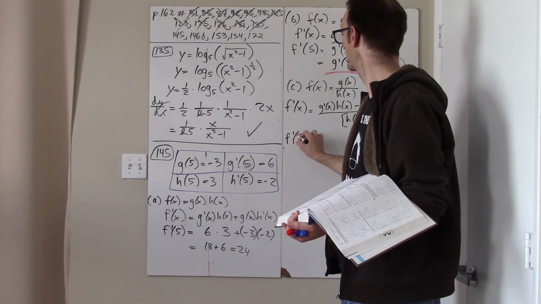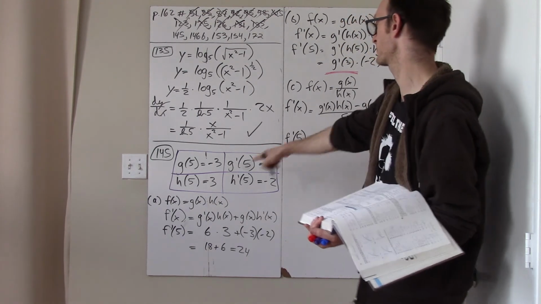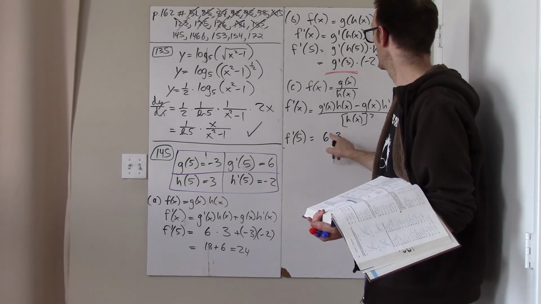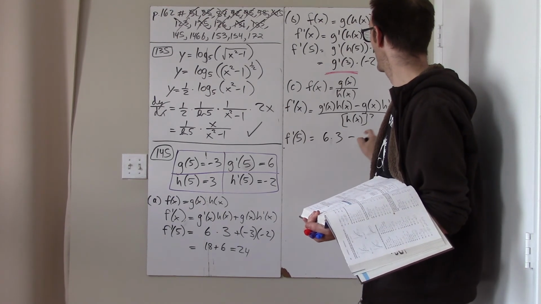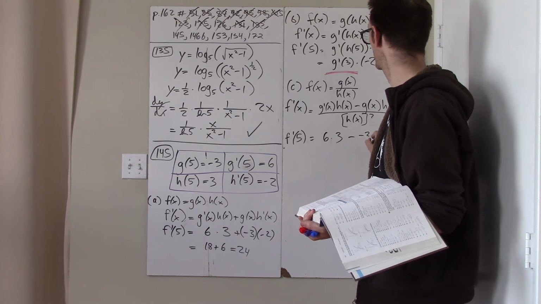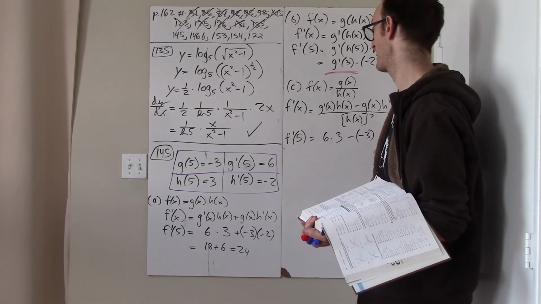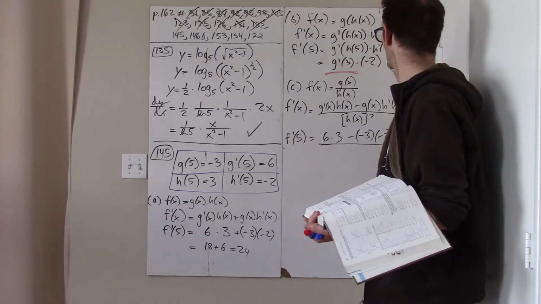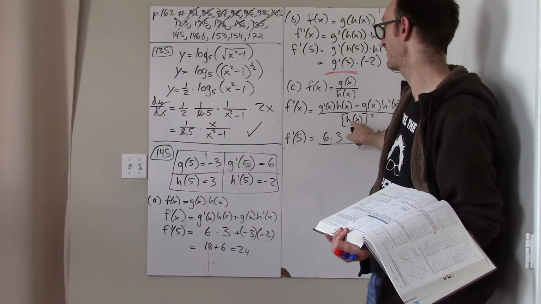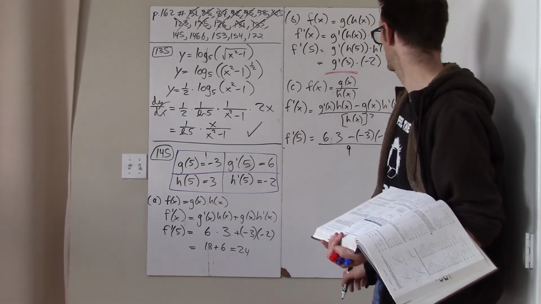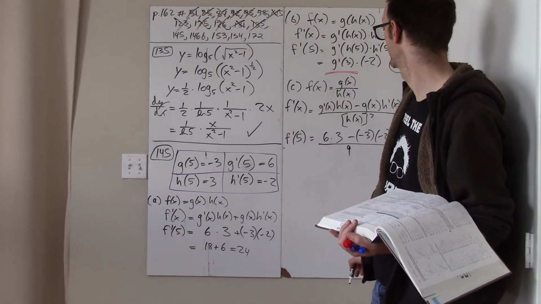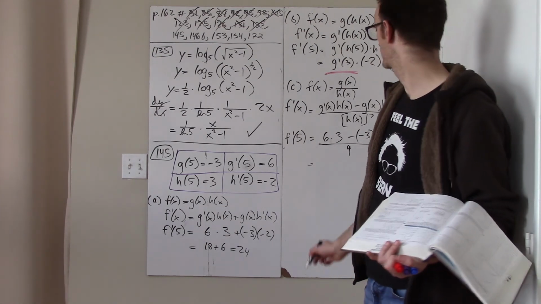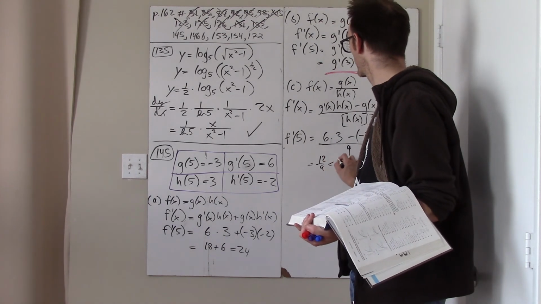Okay, and so therefore, when it comes to doing f prime of 5, I just plug those in. So g prime of 5 is 6, h of 5 is 3, minus g of 5 is negative 3, and h prime of 5 is negative 2. And then all over h of 5, which is 3, so that's all over 9. So it's just going to be 18 minus 6 is 12 over 9, so 12 ninths or 4 thirds.